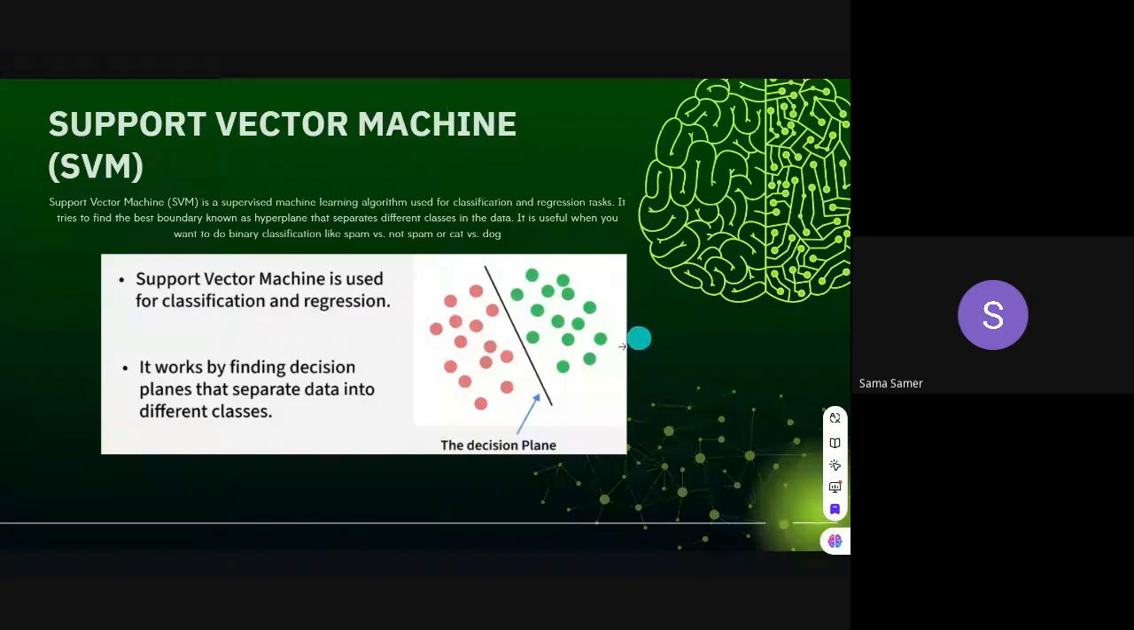It is useful when you have a binary classification like spam versus not spam, cat versus dog, or it can be used for multiple categories, and it will have multiple hyperplanes, but it will be transferred to other dimensions. The key concept inside a support vector machine is the hyperplane.